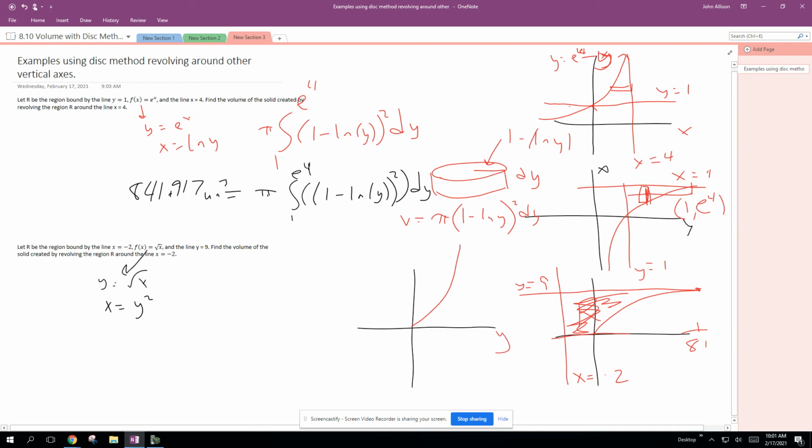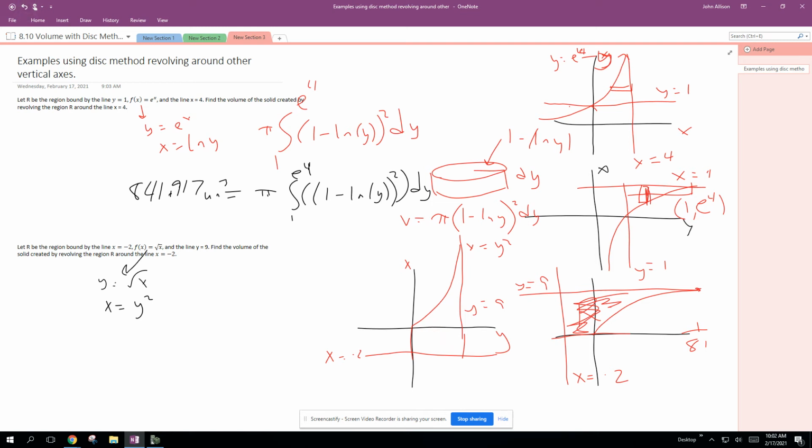This is my y-axis now. This is my x-axis now. This is x equals y squared. This is the line y equals 9. And this is the line x equals -2. This is not to scale, by the way. So my region here is inside there. And I'm going to revolve that around the line x equals -2.